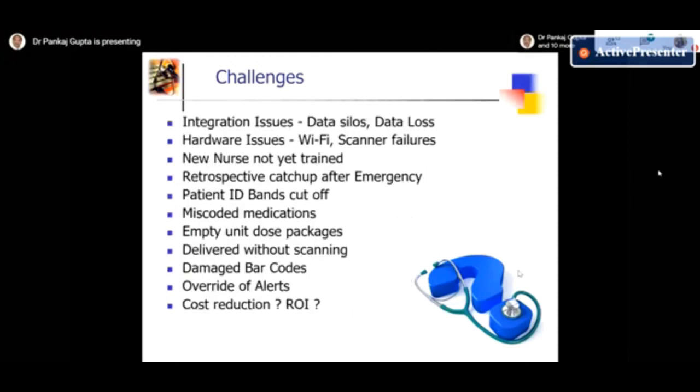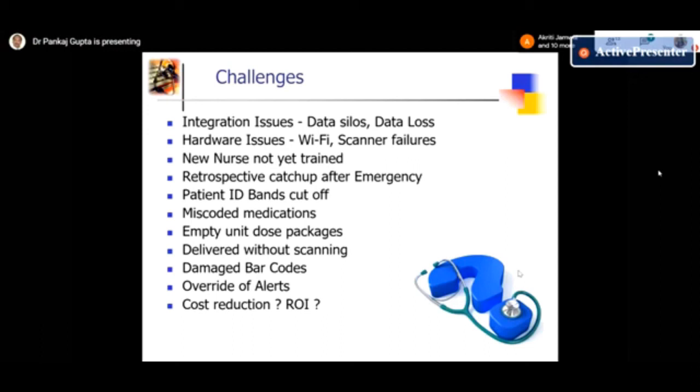Another set of challenges: integration issues, data silos, data loss. Even if you integrate and it is on standards, there can still be data loss. For example, in public health, you have HMIS saying HB less than 7 as a data element. Now, how do you translate the HB less than 7 data element into another system that is a standards-based system which has lab test equal to HB and values equal to a range?